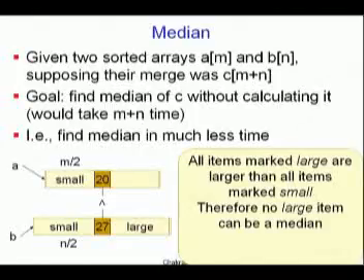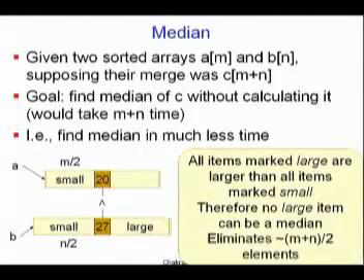So therefore, no large item can be a median. I can throw them out. And this eliminates about m plus n over 2 elements in one shot. Therefore, in log of m plus n time, I'll again find the median. I'll not have disturbed the arrays or tried to merge them at all.